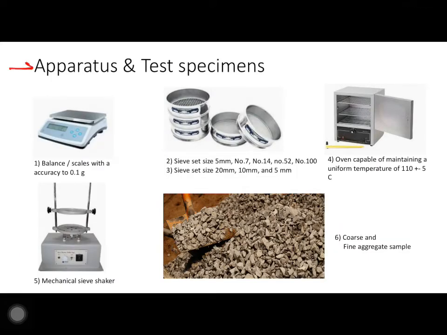Here is about the apparatus and test specimen. So here we need to have a balance or scale that we need to weigh the specimen and also the pan. So for the pan we have 2 sets. First set is for the fine and second set for the coarse aggregate. And then we need to have the oven. Why? Because we need to oven dry the specimen. And number 5 is the mechanical sieve shaker. So why we need sieve shaker? Because we need to sieve the specimen, or you can do it manually. And then the last one, we need to have the experimental specimen. So here we have coarse and fine aggregate.